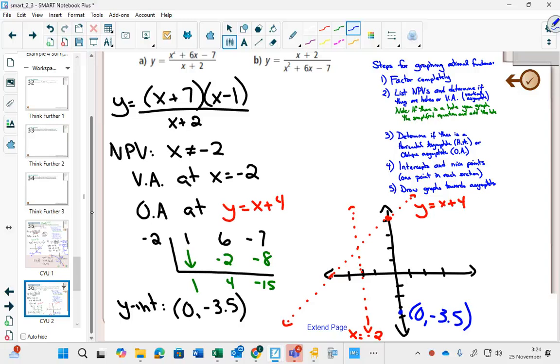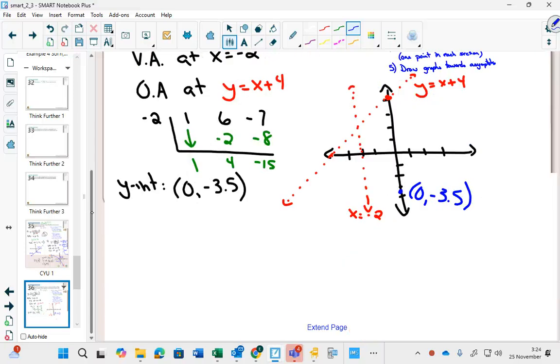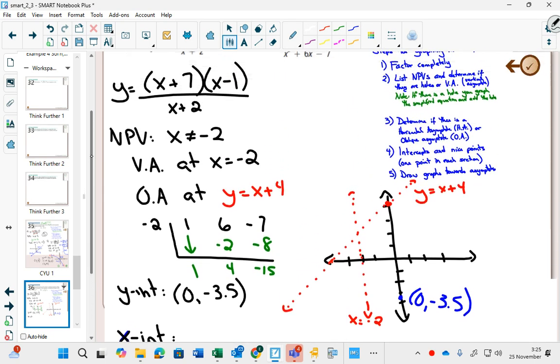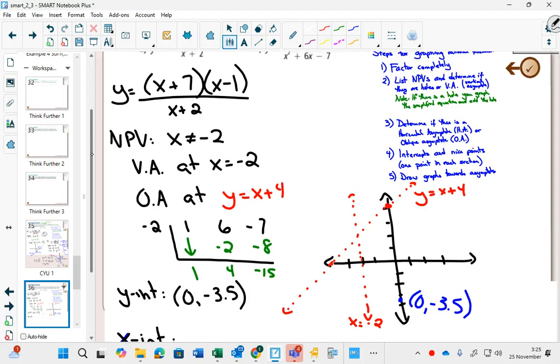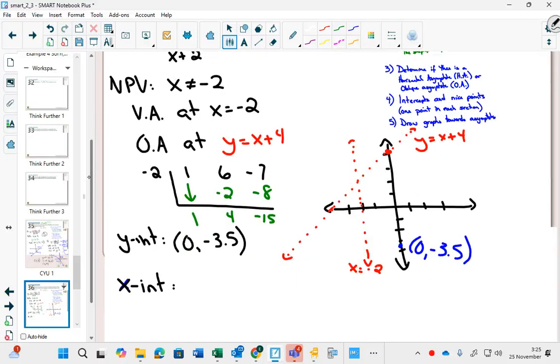Next, x-intercepts. It was really nice that we factored, because factoring it early, the only way a fraction's equal to 0 is if your numerator is equal to 0. And since we have 2 factors in our numerator, can you see that one x-intercept is at 1, 0? And the other one at negative 7, 0.